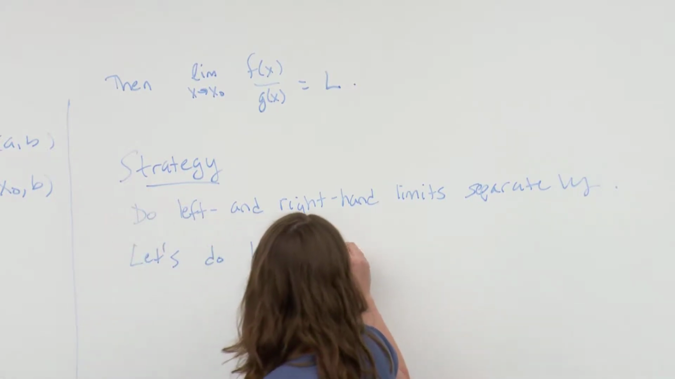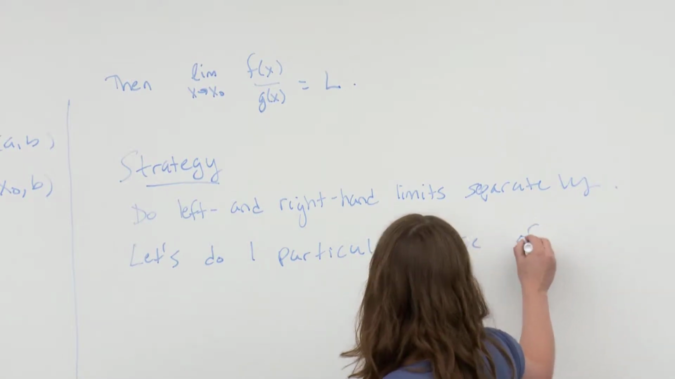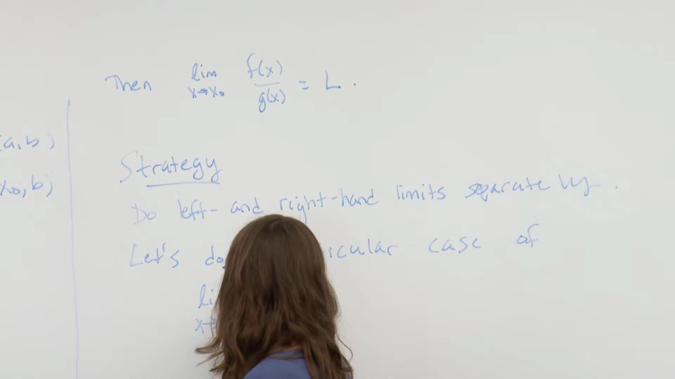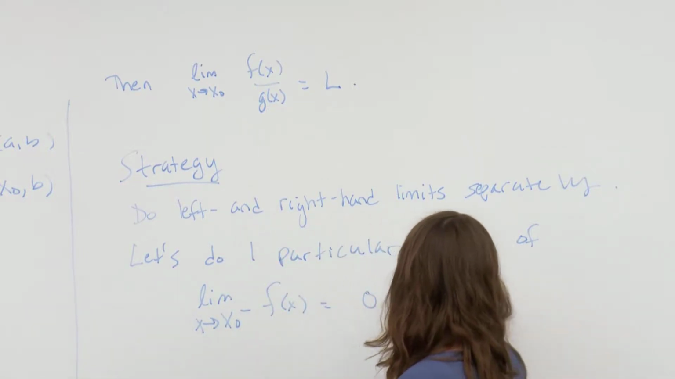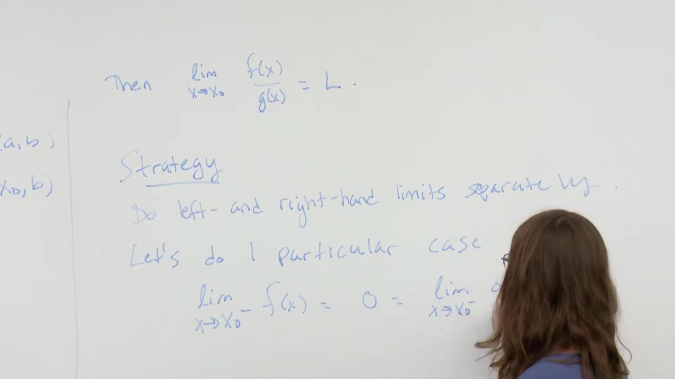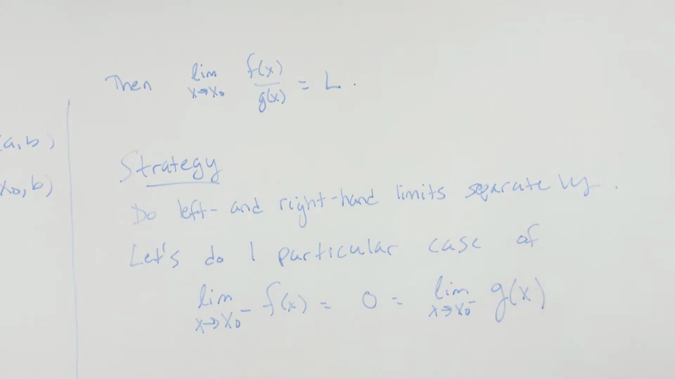One particular case: we have these limits, as x goes to x naught from the left of f of x is equal to 0, which is the same as the limit as x goes to x naught from the left of g of x. And we're going to assume L is finite.